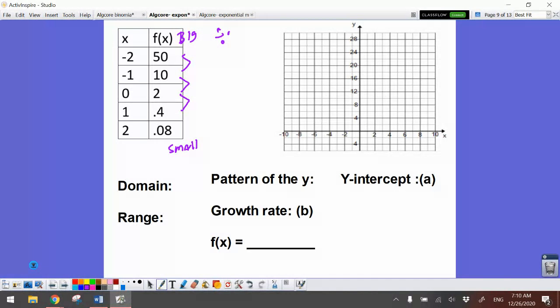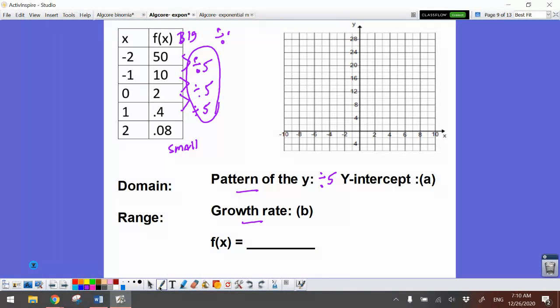I see that from 50 to 10 and 10 to 2, that's divide by 5. And I know that if I take 2 divided by 5, I'm going to get 0.4, and 0.4 divided by 5 is going to give me 0.08. So my pattern is division by 5. Remember that the pattern and the growth rate are connected.